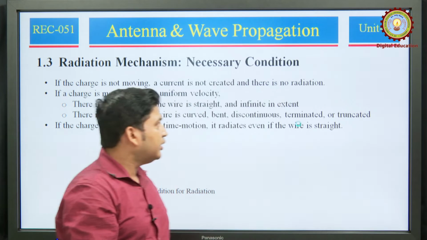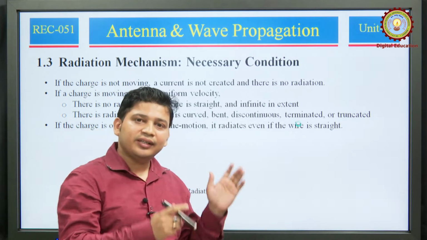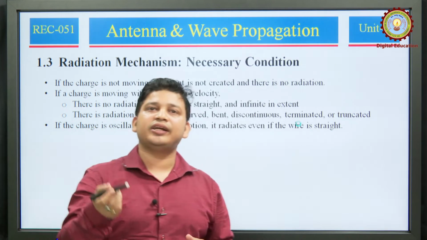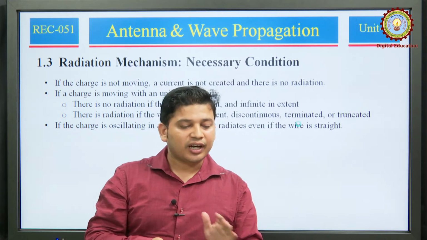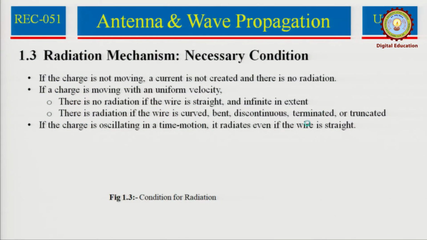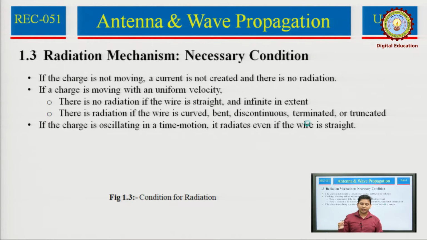Now, in the next slide, beyond this isolated case, there are other conditions for the radiation mechanism, so we discuss them one by one. If charge is not moving and current is not created, there is no radiation. Again, if charge is not moving at all and there is no time varying current and voltage, there is no radiation at all.